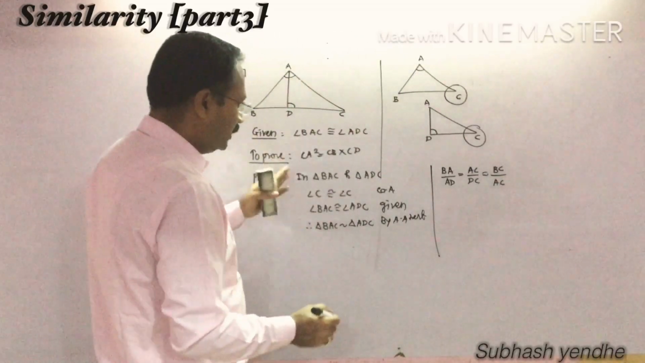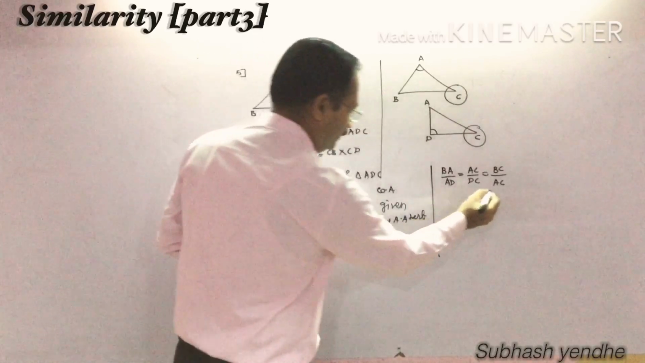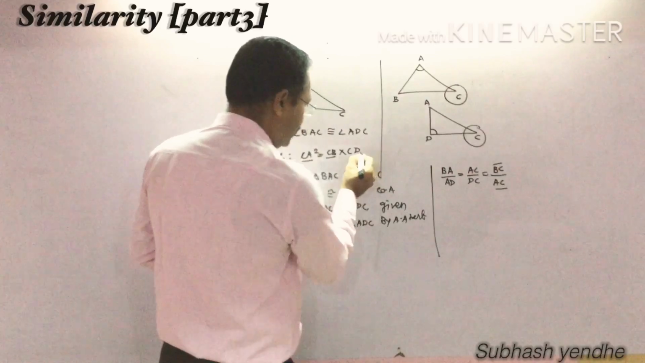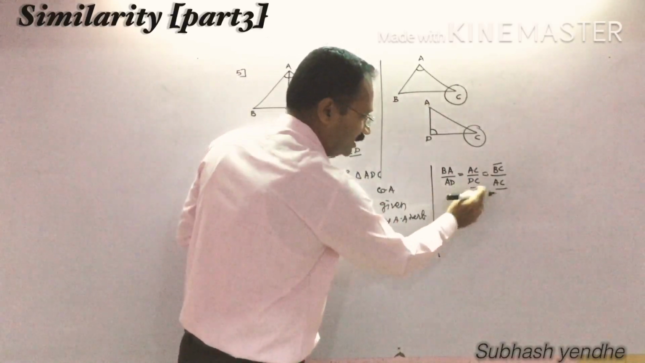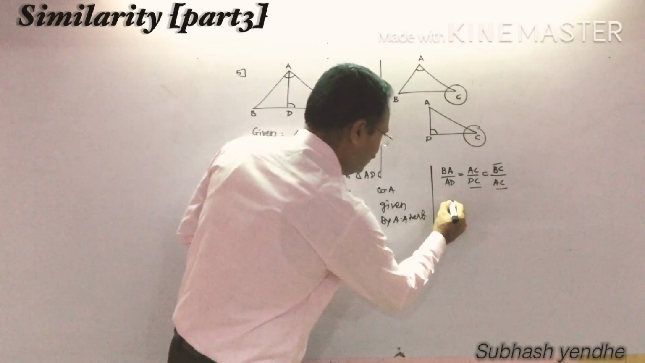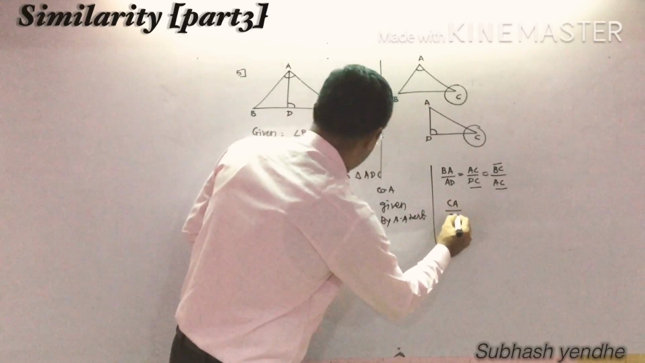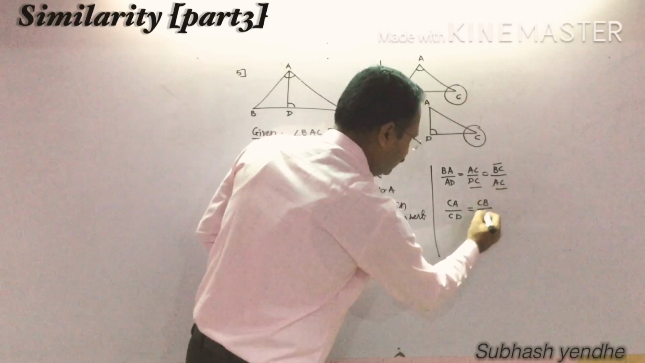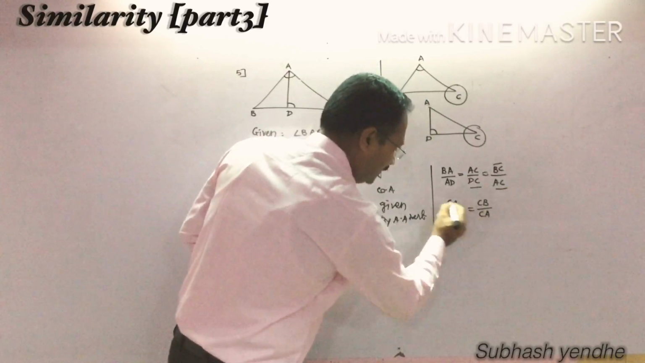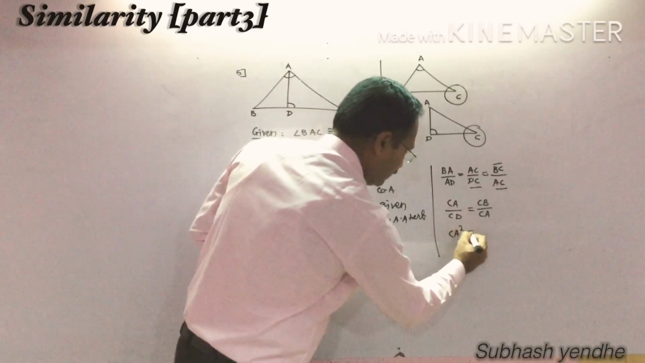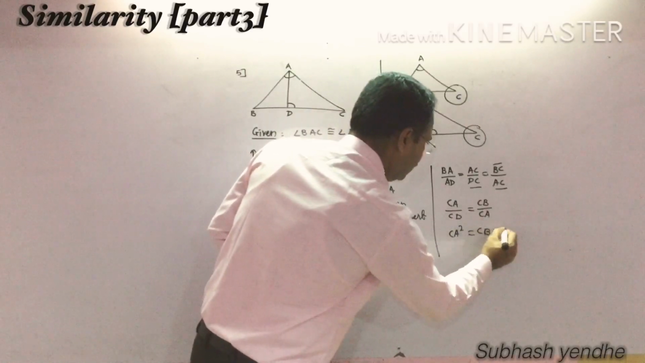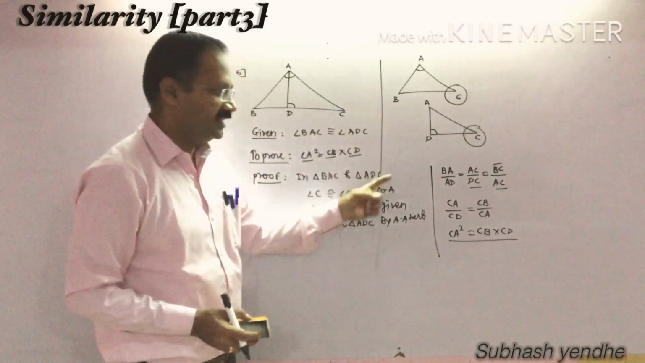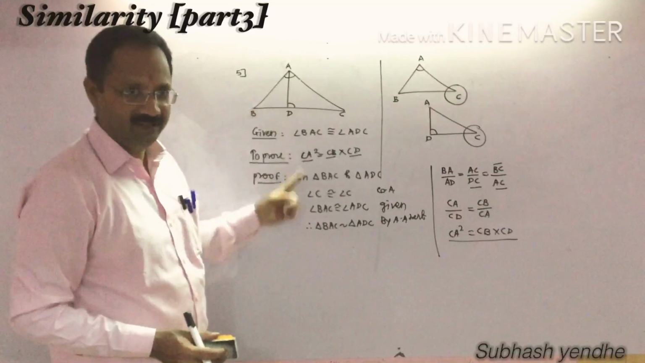So I am going to write what I need. I need CA means AC and I need CB means BC. I need CD. So I am going to take these two ratios. AC means CA upon DC means CD, BC means CB and AC means CA. If we cross multiply, we will get CA square equal to CB into CD. This is the best and fantastic idea to solve any sum.